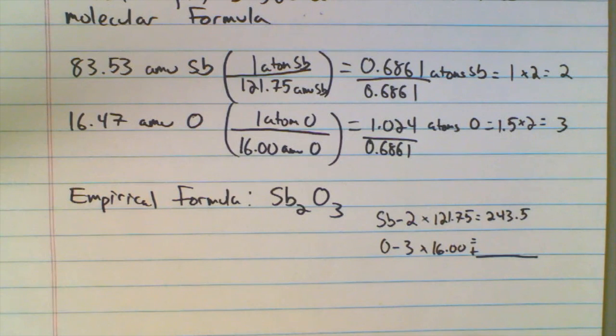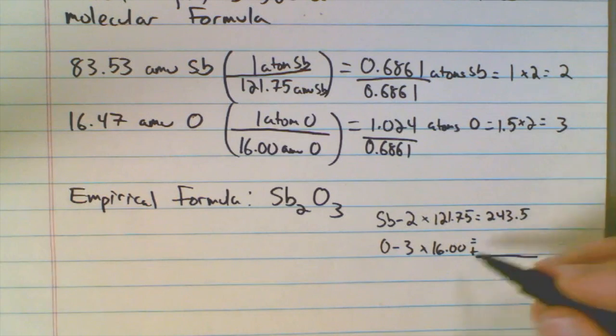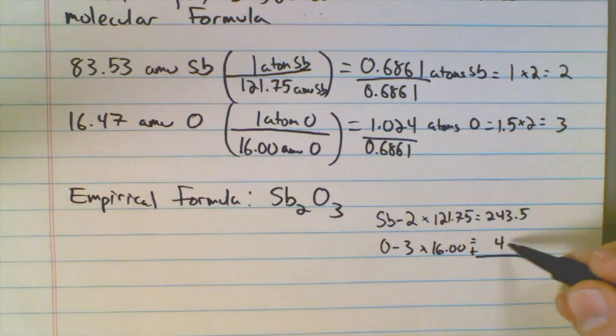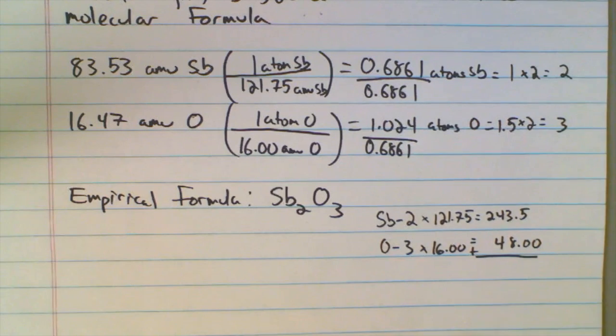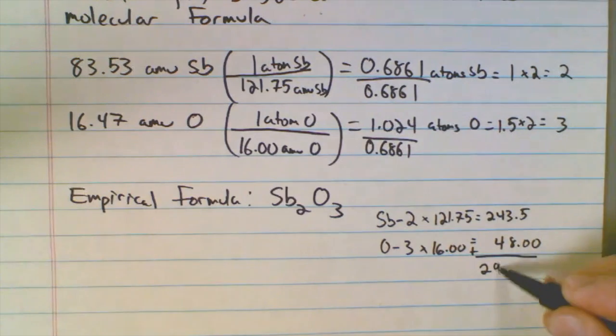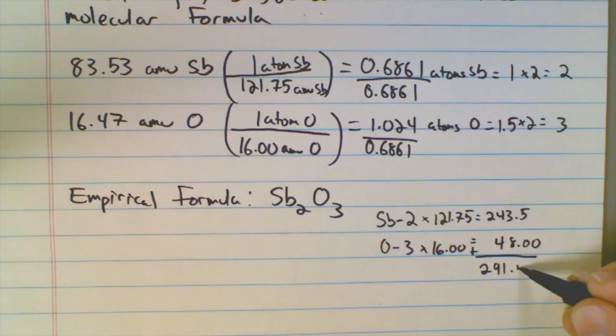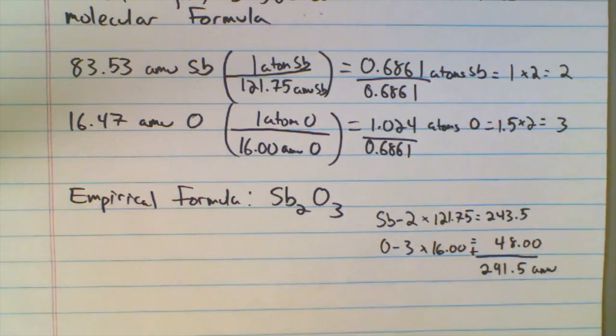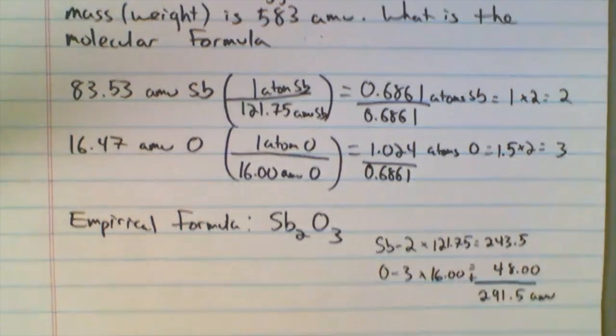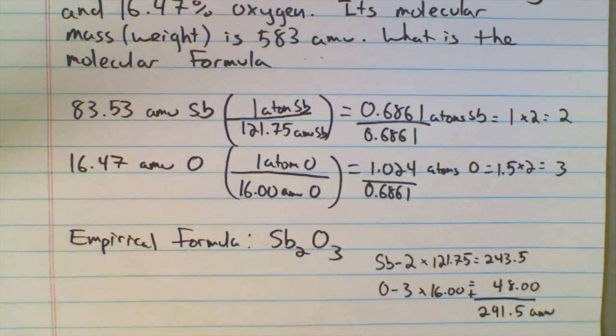We get 243.5 for the antimony. And this one we don't even need a calculator for, 48 for the oxygen. For a grand total of 291.5 AMUs. Okay. So that's the molecular mass of the empirical formula. Is that the same as our molecular mass? No. It's not the same as that.